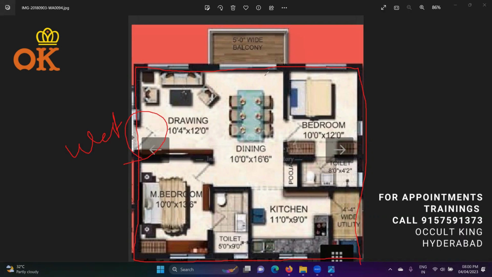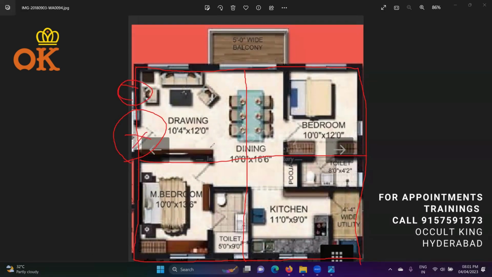So let us understand the basics of this property step by step. Like I always tell, we have to divide the property into 4 divisions, and we have to evaluate in which direction the entrance is. It is coming in the northwest direction. But in Vedic Vastu, it's better to have this entrance somewhere here rather than here.